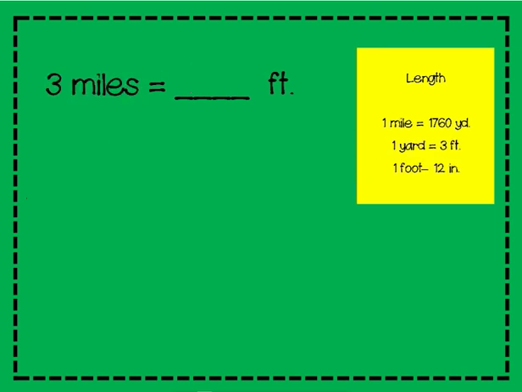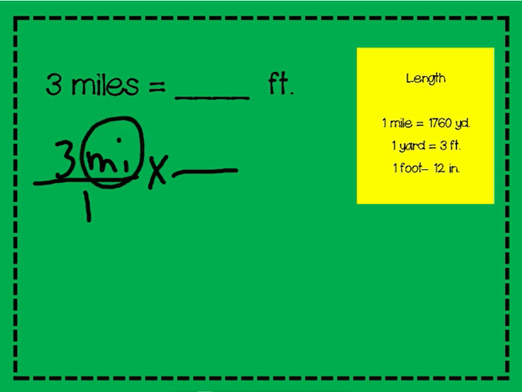This one doesn't have a straight conversion because we don't have miles to feet. We have miles to yards, and then we have yards to feet. So we'll need to use both of those. I'm going to write 3 miles. Remember, I'm going to put it over 1. The next thing I do is write a times sign, and then I'm going to make another fraction.